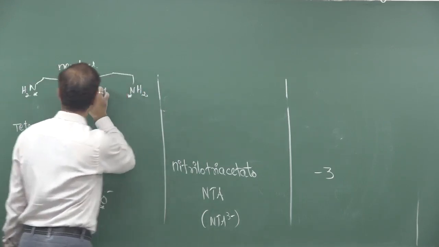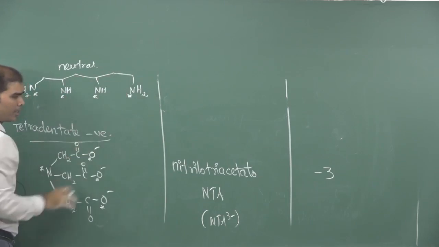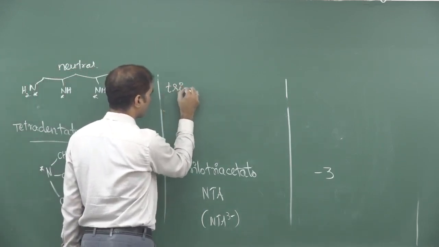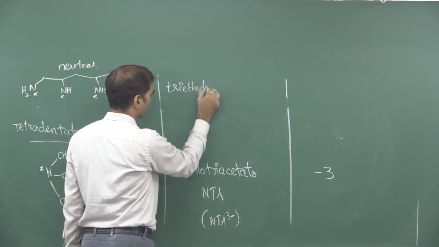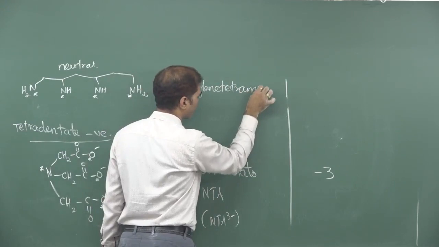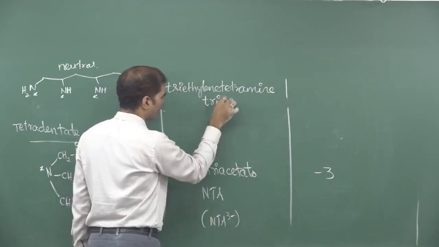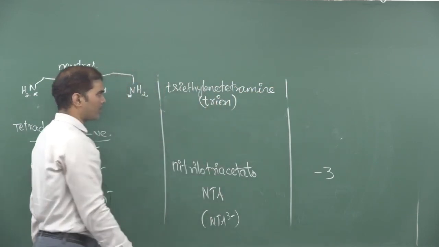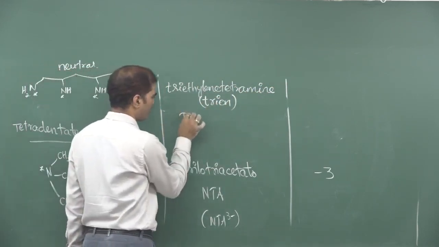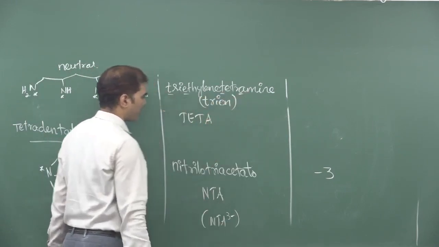There are altogether 1, 2 and 3 ethylenes present in it. So you call it triethylene tetramine. It is abbreviated as TRIEN, or triethylene tetramine, TETA.